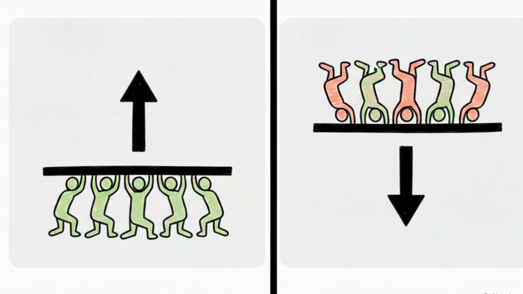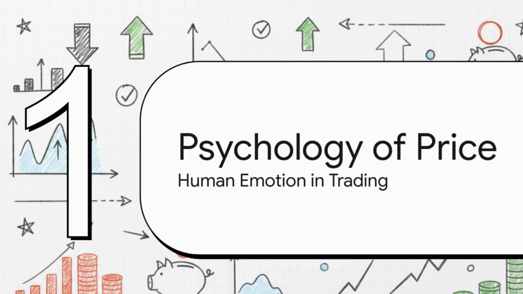This is your ceiling. This is seller territory. When the price rises up to this level, sellers flood the market with supply, they cap the price, and push it right back down. It's just a constant, relentless tug of war between demand and supply. All right, let's move into Section 1, the psychology of price.